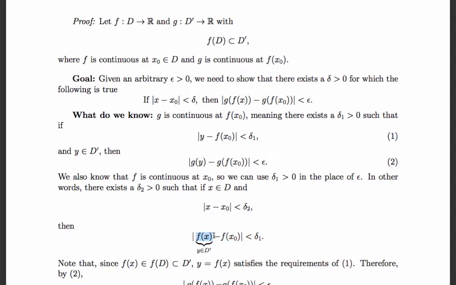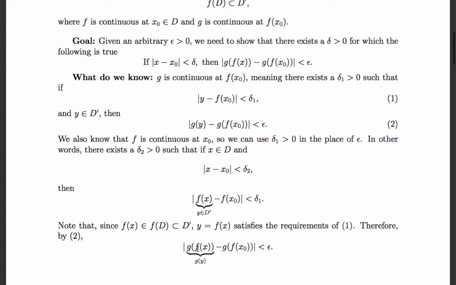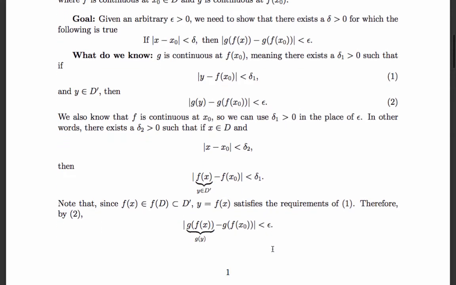Now, by the way, f of x is in the image of f. And the image of f is a subset of the domain of g. Therefore, f of x is in the domain of g. In other words, g of f of x is a well-defined number. We can call that number y. In other words, we have two elements of the domain of g within delta 1 of each other. That is, this condition is satisfied. And if this condition is satisfied, then this condition is satisfied. So |g of y, that is g of f of x, minus g of f of x naught| is less than epsilon. And we've shown our result.